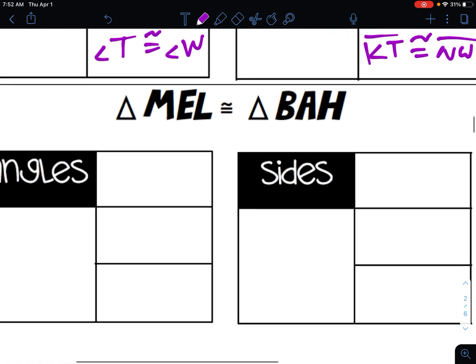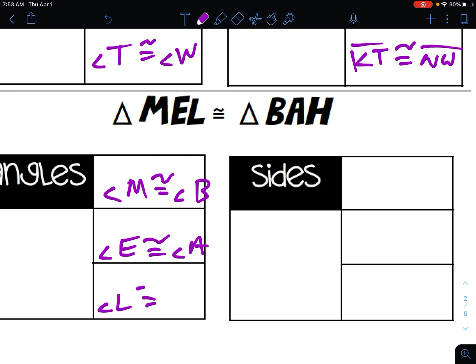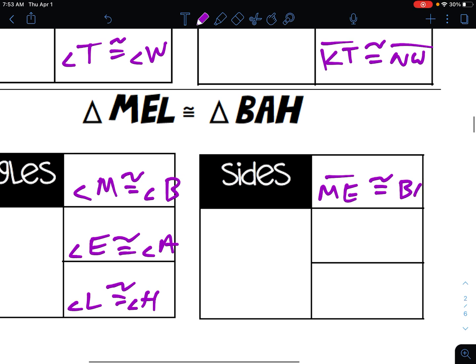All right, why don't you guys try the second one here. Pause that video, you try it out. All right, well, what do I know? I'm just going to go in order. M is congruent to B. E is congruent to A. And L is congruent to angle H. All right, the sides. ME is congruent to BA.